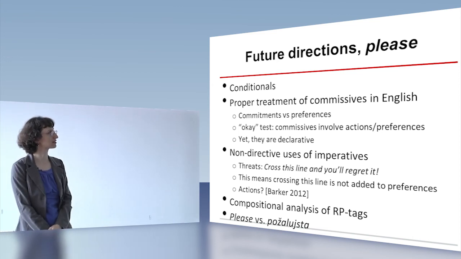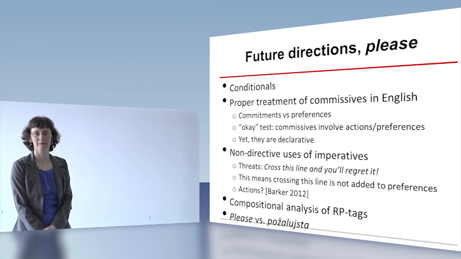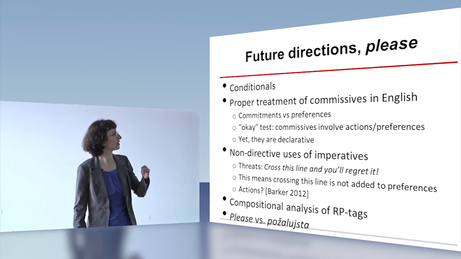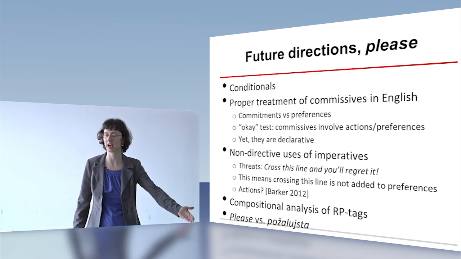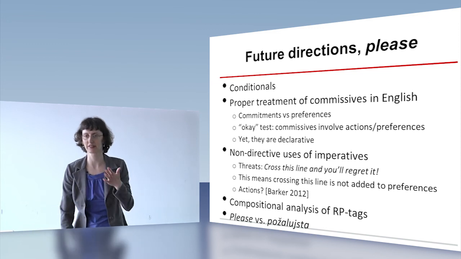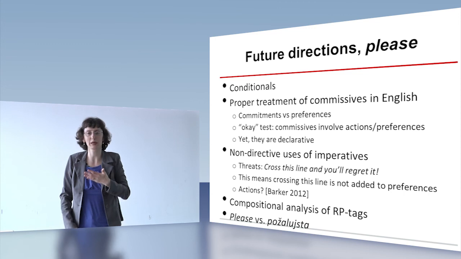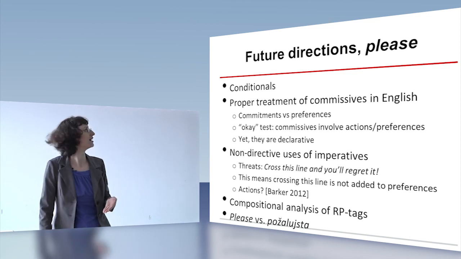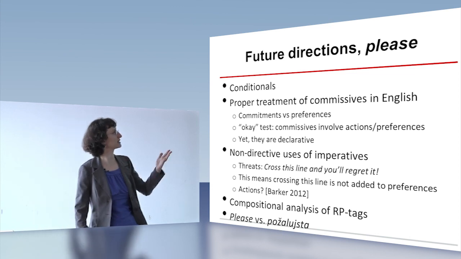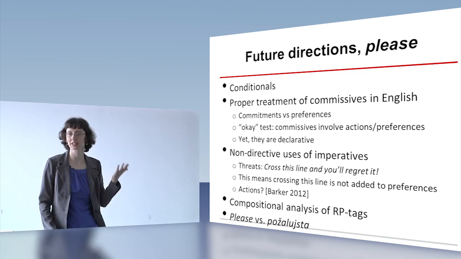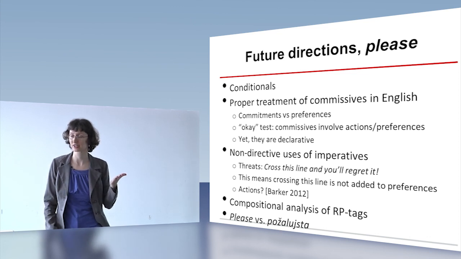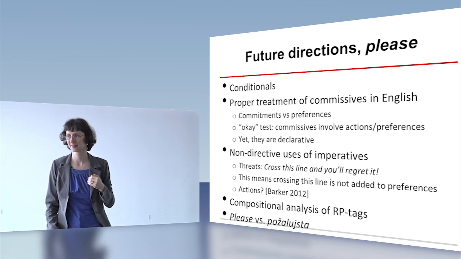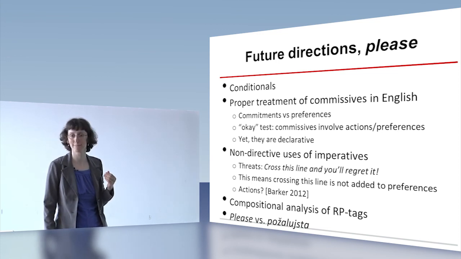Proper treatment of commissives in English. A commissive like, I will donate 200 bucks, involves a commitment to the future proposition that I will, but it's not just about that. So Oedipus and his mother is really a perfect test example. I will marry my mother could be a promise, or it could be just a description of what I've been told by these prophecies. And this is about commitments versus preferences. The OK test shows that commissives involve actions or preferences, and yet they're declaratives in English. So maybe not all declaratives update just the information. Maybe some declaratives update preferences. Interesting.